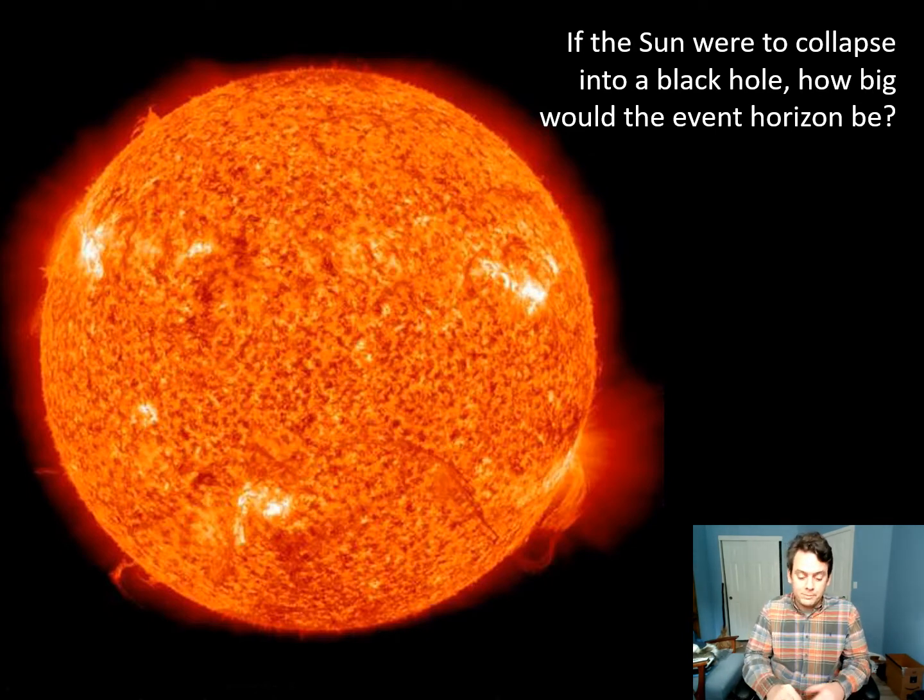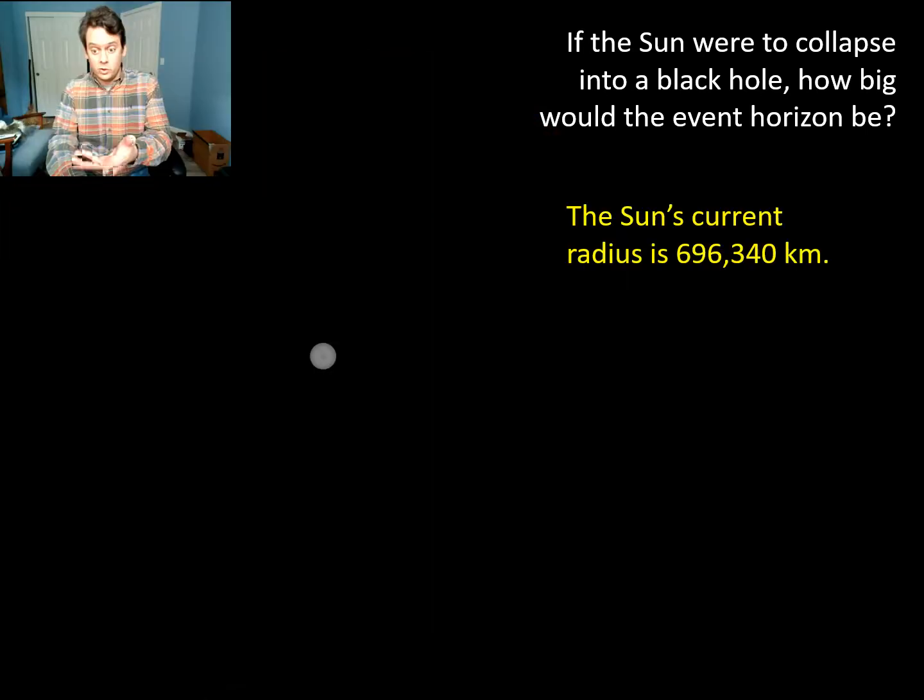So if we take our sun and collapse it into a black hole, how big would that event horizon be? It's a straightforward application of the equation on the last slide. You're more than happy to pause me and do that calculation yourself, but I won't make you do that, so I won't pause here. Before I show you, the sun's current radius is about 700,000 kilometers.